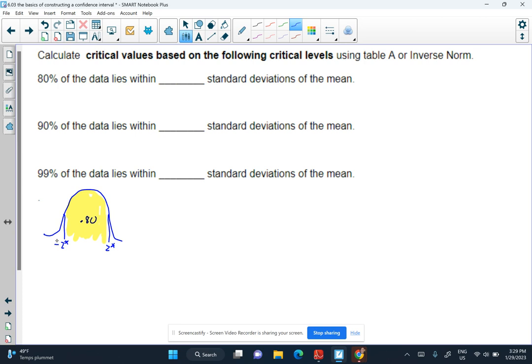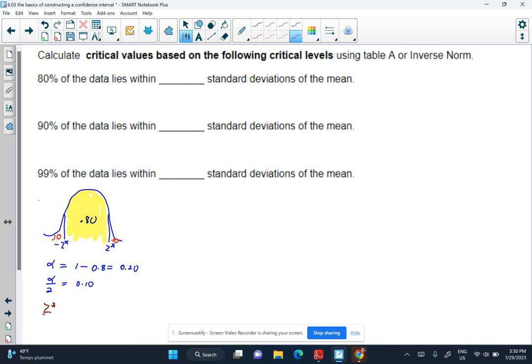So to figure out the percentage of data that's below this critical value of negative z and above z, what we're going to do is figure out alpha. So alpha is equal to 1 minus 0.8, and that's 20%. And then it's divided evenly because the normal curve is symmetric. So we say that there's 10% in each tail. So we're going to use technology in order to get our value.